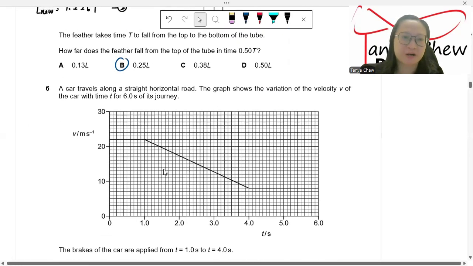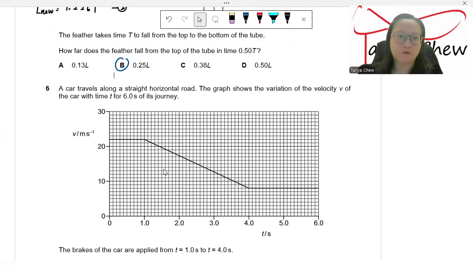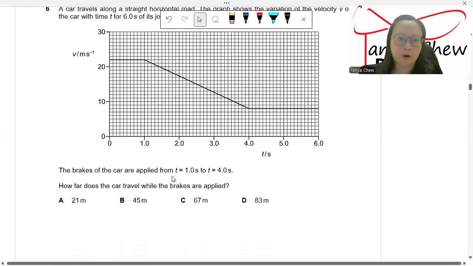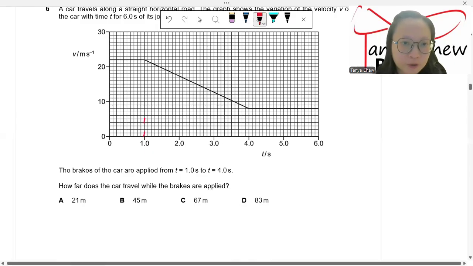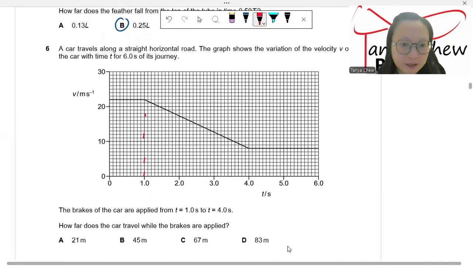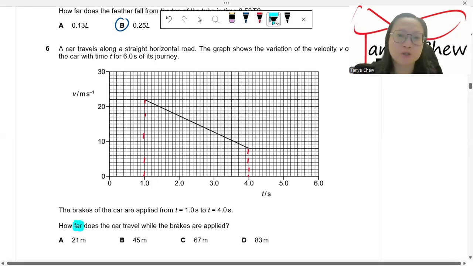Question number 6. A car travels along a straight horizontal road. The graph shows the variation of the velocity v of the car with time t for 6 seconds of its journey. The brakes of the car are applied from t equal to 1 second to 4 seconds. How far does the car travel while the brakes are applied? So they have already given you from 1 second, which is here, to 4 seconds. This is when the brakes are being applied. So they ask you how far. That means they want you to find the distance the car has already traveled when the brakes are being applied, right? Far means distance, so I have to find the distance.